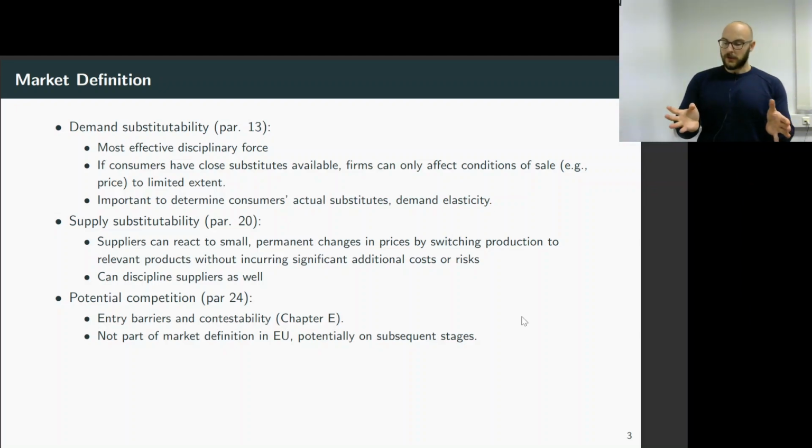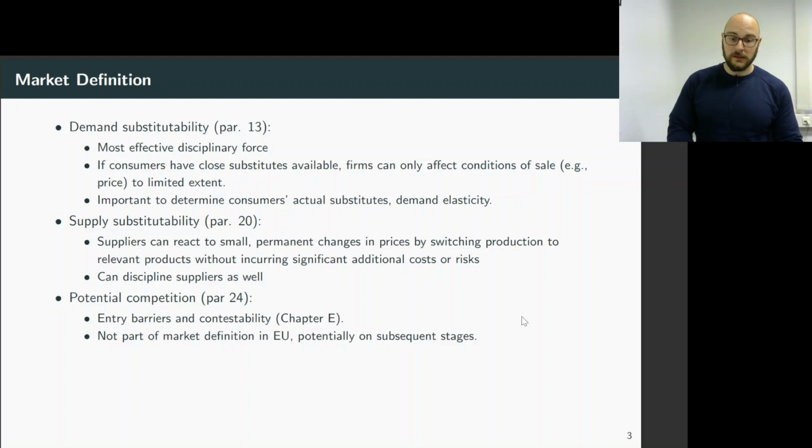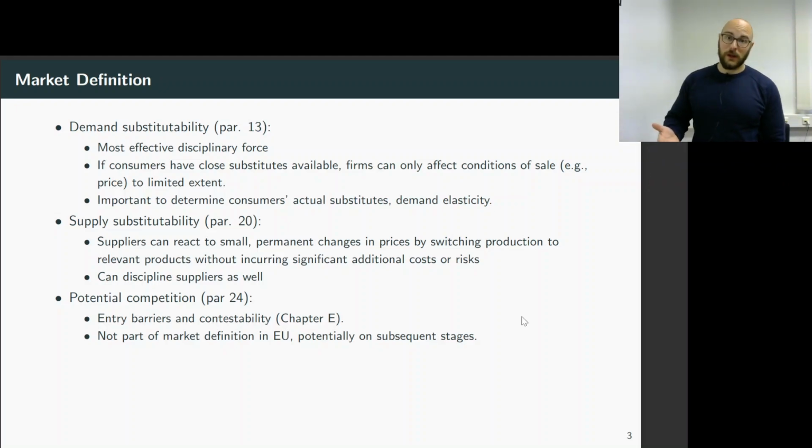So how can we interpret that? Well, we can use an easy example. If the pizza parlor increases prices, then is it possible for the nearby pizza parlor or the Chinese restaurant to change production without incurring too high costs and produce pizza as well, right? And that can discipline the pizza parlor as well, right?